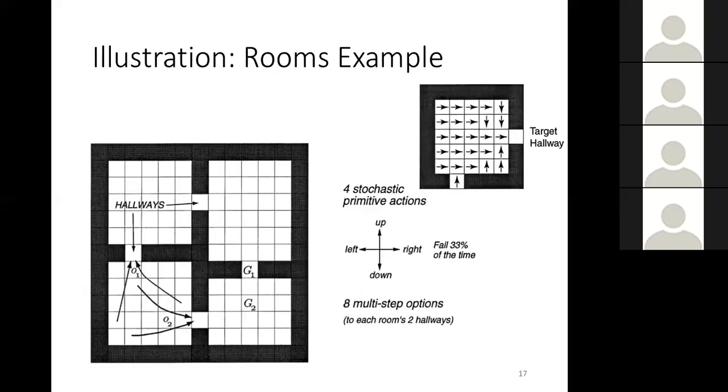This is a simple illustration of planning with options. The cells of the grid correspond to the states of the environment. The agent can perform one of four actions. In each of the four rooms, we provide two hallway options designed to take the agent from anywhere within the room to one of the two hallway cells. And this is the low-level policy, or the flat policy, underlying one of the eight hallway options. You can see this is the policy of option 02.